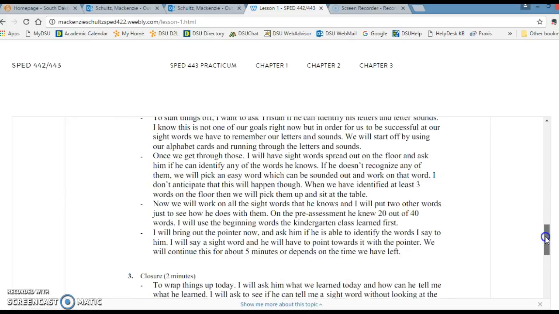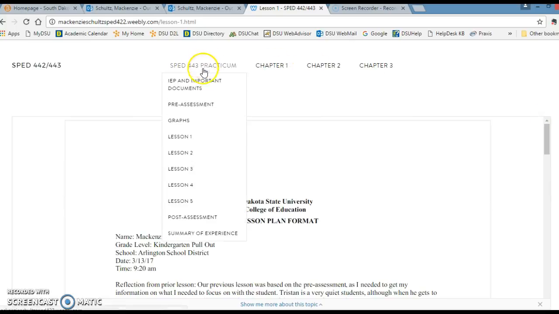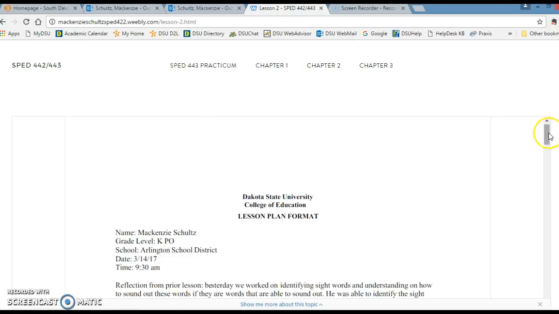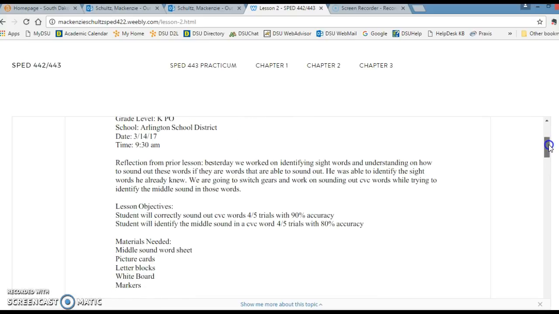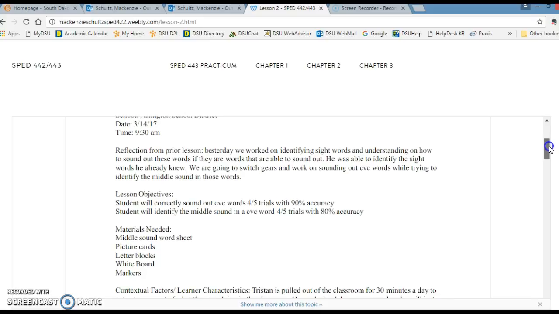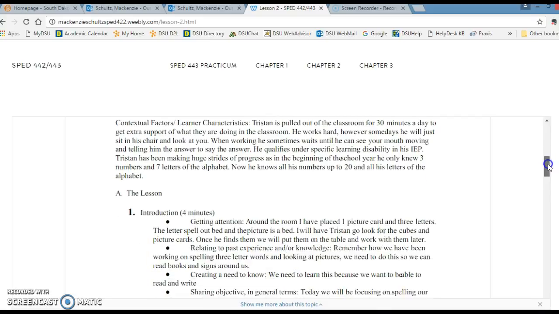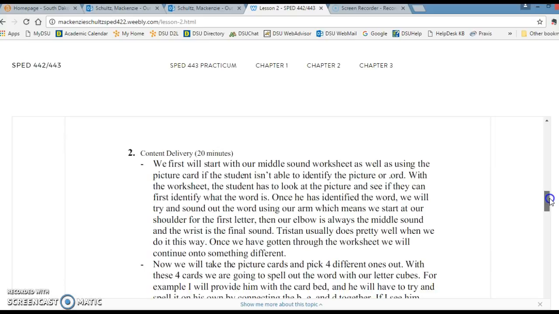And then we come down here and lesson 2. So here's lesson 2. And in this one we worked on mainly CVC words and how we can depict which words are which.